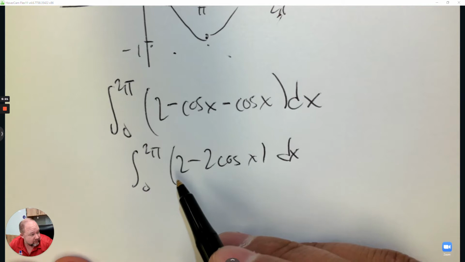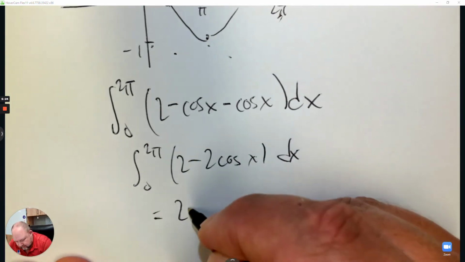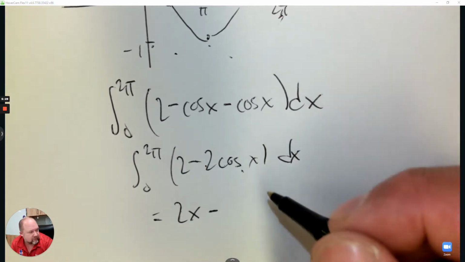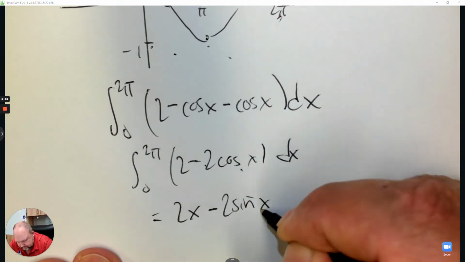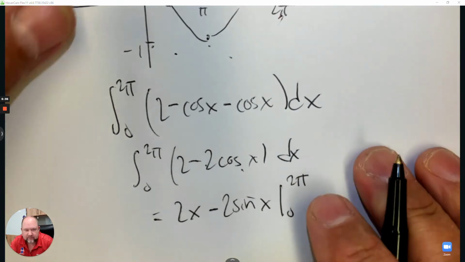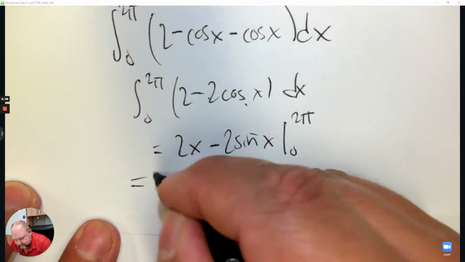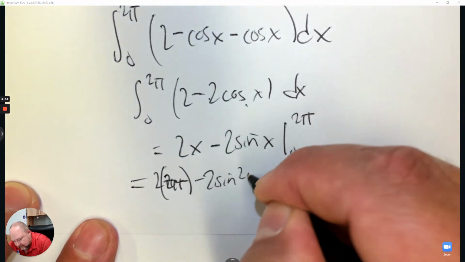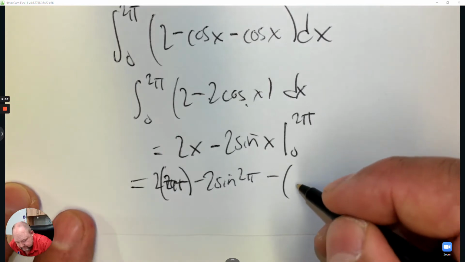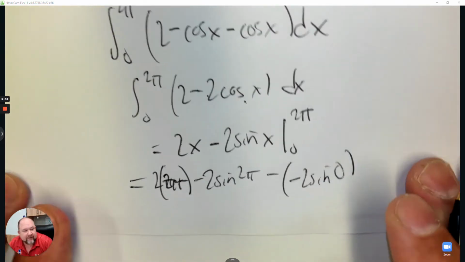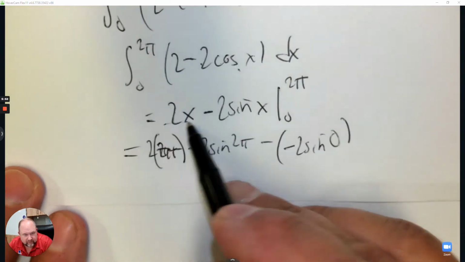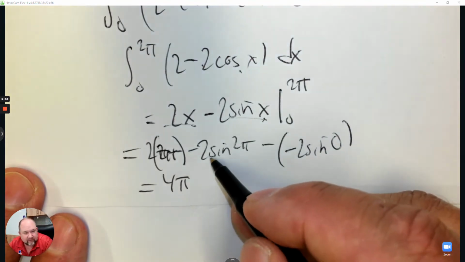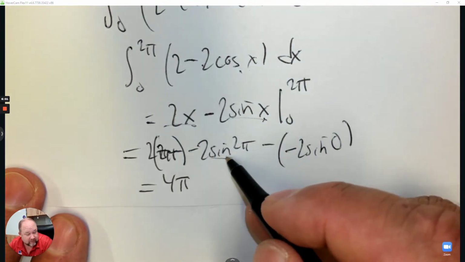So the integration of 2 is 2x. The integration of negative 2 cosine x would be negative 2 sine x. And we're integrating from 0 to 2 pi. Then you plug in the upper limit, that's 2 pi. Plug in the lower limit, that's 0. The value of sine at 0 is 0. So this is 0, this is 0. And so you're left with 4 pi. The value of sine at 2 pi is also 0. So the answer is just 4 pi.